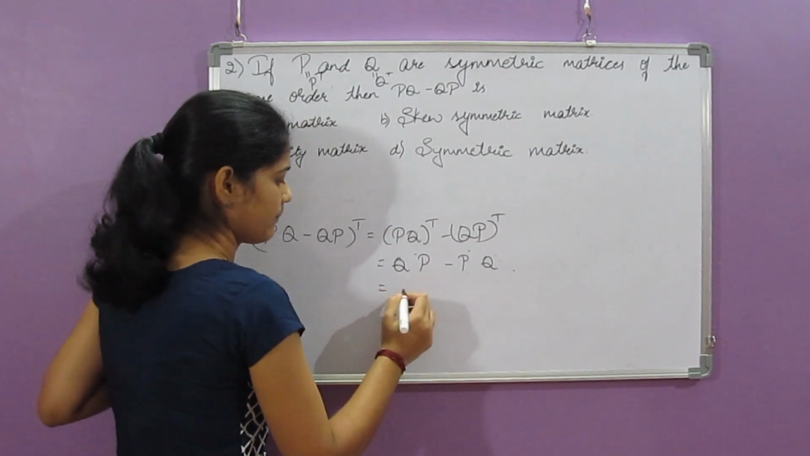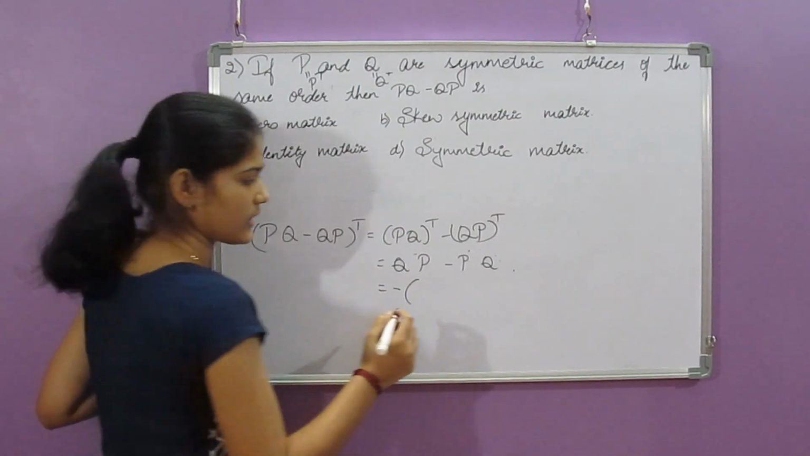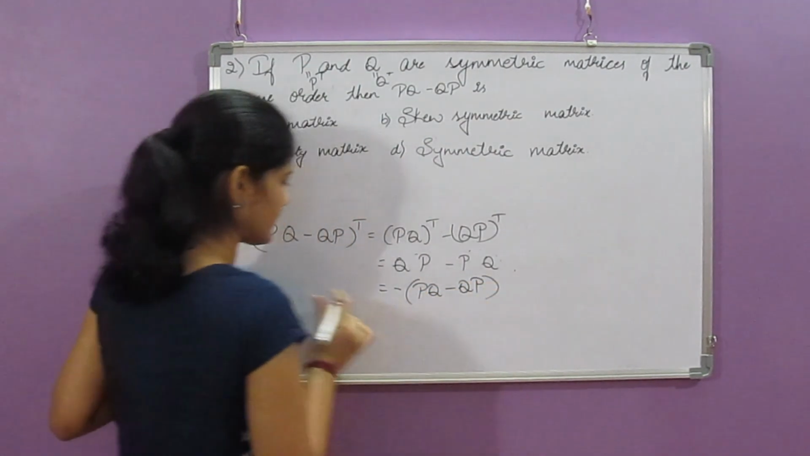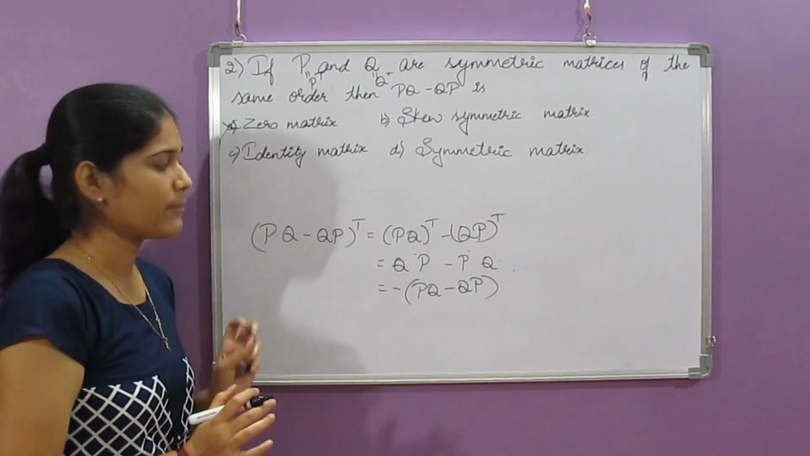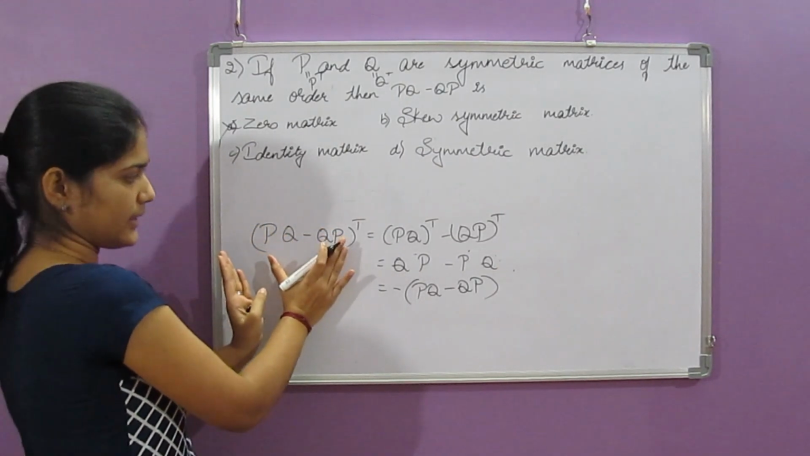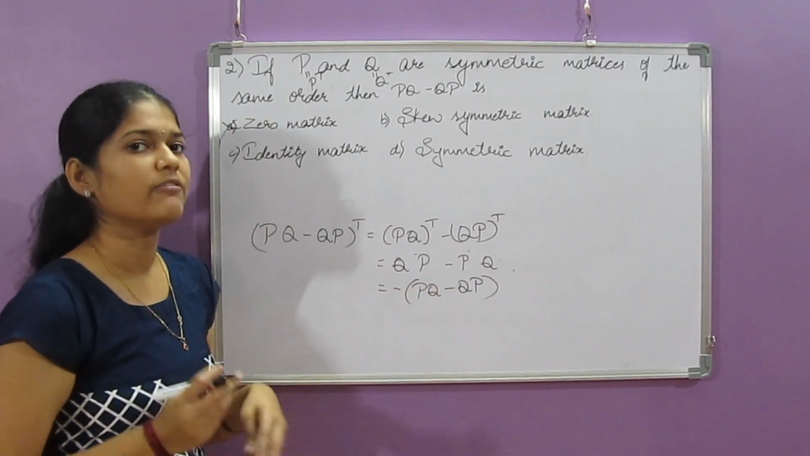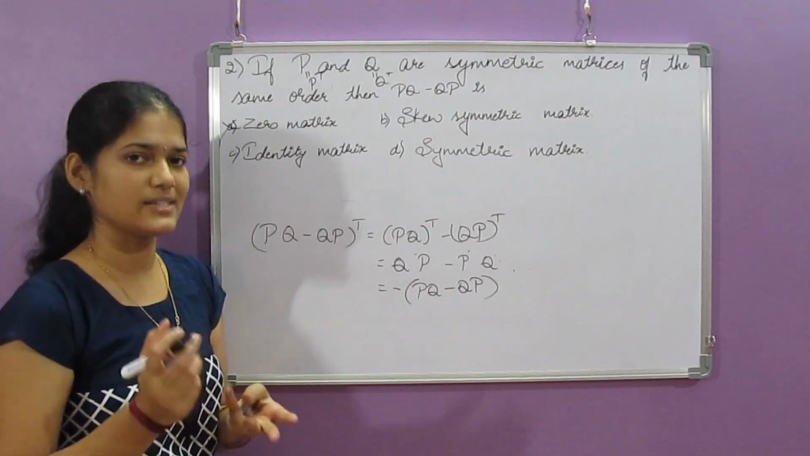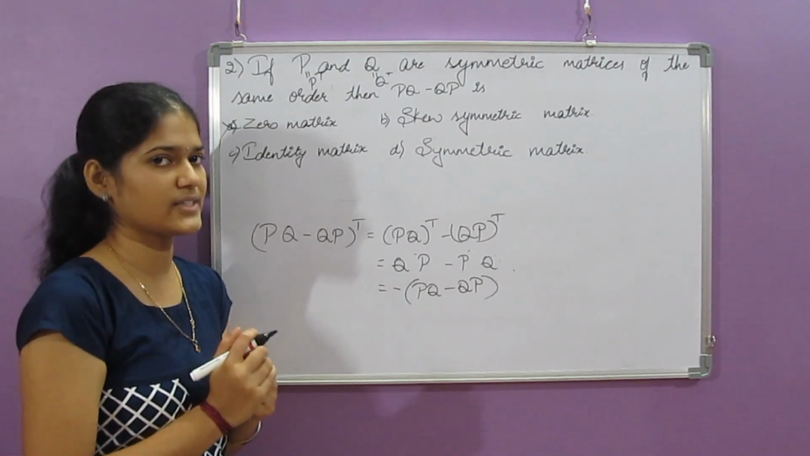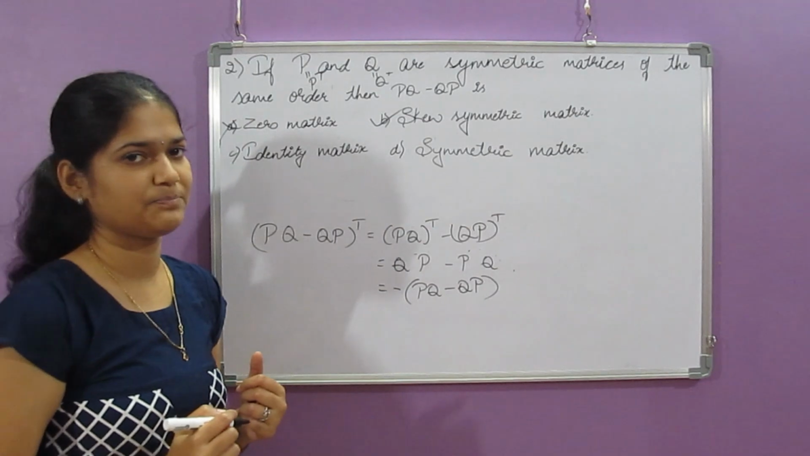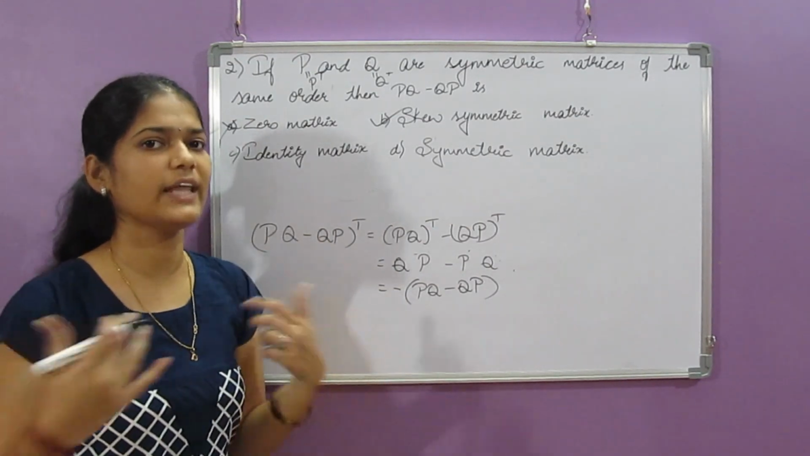What will it be? If we take minus outside, it will be minus of PQ minus QP, which is the taken matrix. We got some matrix A where A transpose is equal to minus A. Which condition is this? This is the condition of skew symmetric matrix, right? So the correct option is skew symmetric matrix. Now let's move on to the next problem.